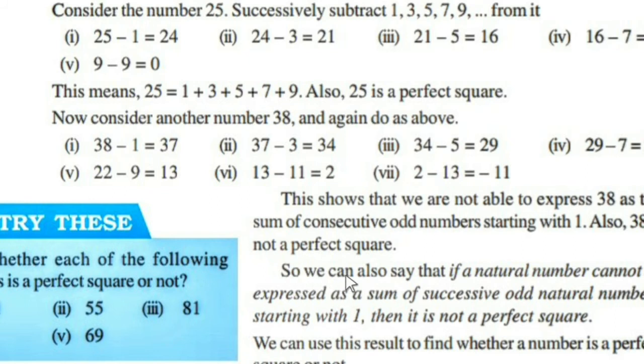So we can also say that if a natural number cannot be expressed as the sum of successive odd natural numbers starting with 1, then it is not a perfect square. We can use this result to find whether a number is a perfect square or not. Now here some questions are given. Try this. Find whether each of the following numbers is a perfect square or not.